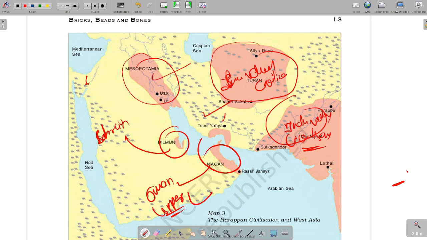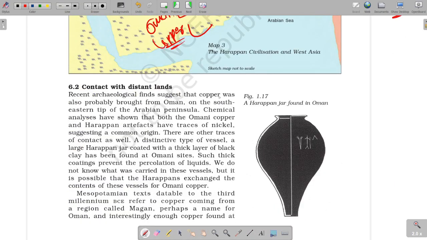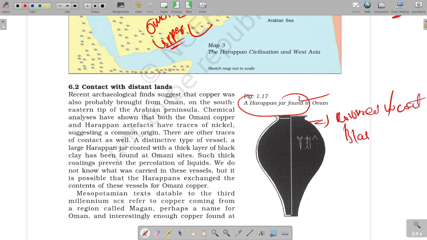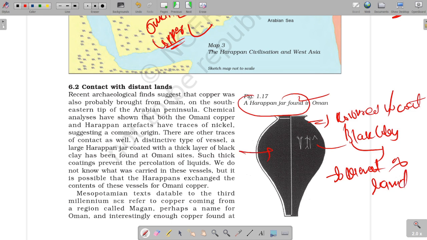Now this is the map. Here you can see a Harappan jar found in Oman. This was coated with black clay. Why was this coated? To prevent percolation of liquid, so that the liquid stays intact. Here this was painted with black clay.